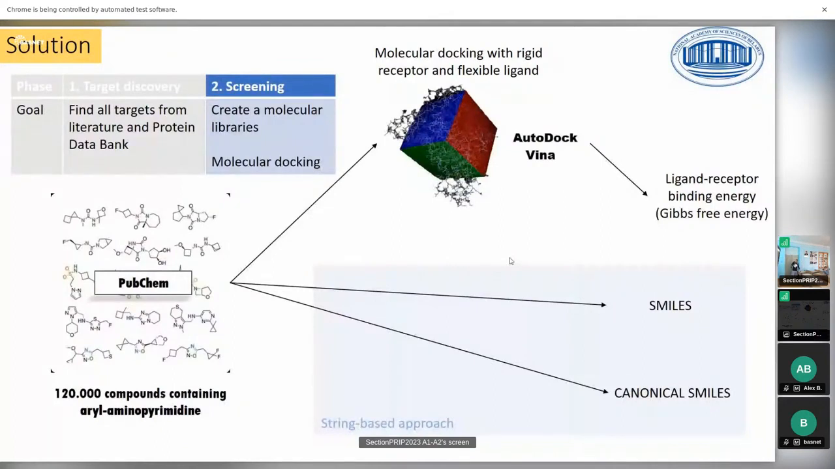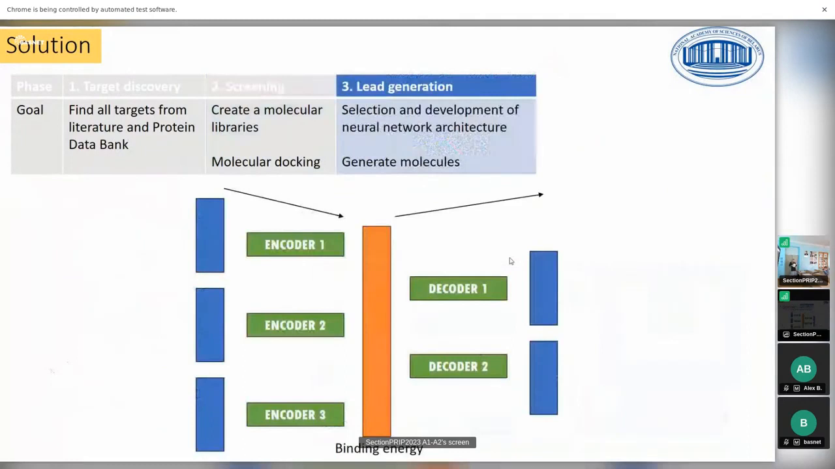So, our neural network is a classical autoencoder, which has 3 inputs and 2 outputs. On the inputs, we have our SMILES, canonical SMILES, and also a vector with features, which included information like molecular weight, rules of Lipinski, and solubility. And on the output, we have the two formats, SMILES and canonical SMILES.